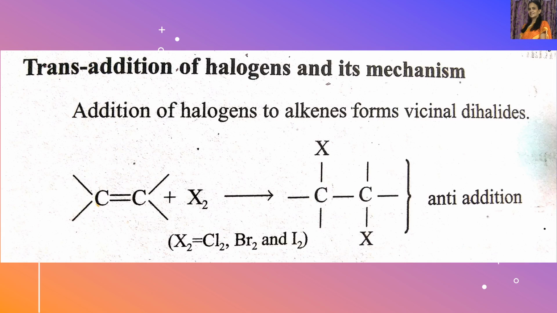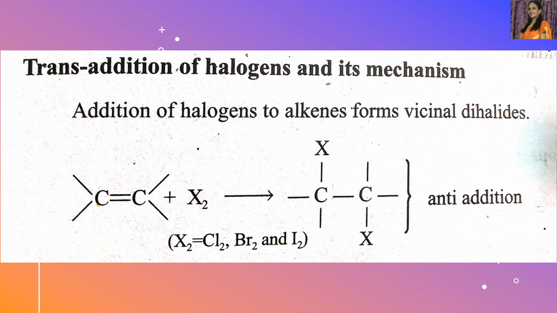Two halogen atoms on adjacent carbons are called vicinal dihalides. In the other way, if both the halogen atoms are present on the same carbon, then it is known as geminal dihalide. Here we got vicinal dihalide because two halogen atoms are present at adjacent carbon atoms. So addition of halogens to alkenes forms vicinal dihalides.